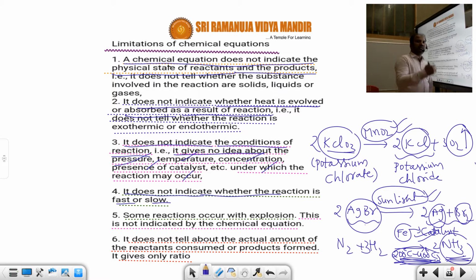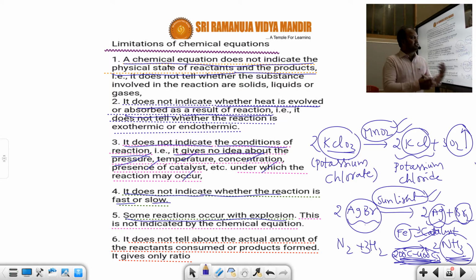That information is not indicated by the chemical equation. This is also one of the major drawbacks. And another drawback is that some reactions occur with explosion. Some reactions are very explosive reactions, and some reactions are non-explosive reactions. We don't know, whenever we see a chemical equation, if it is an explosive reaction or a non-explosive reaction.